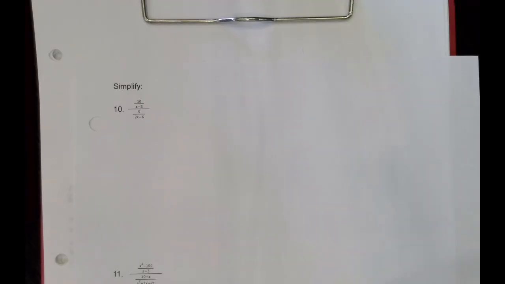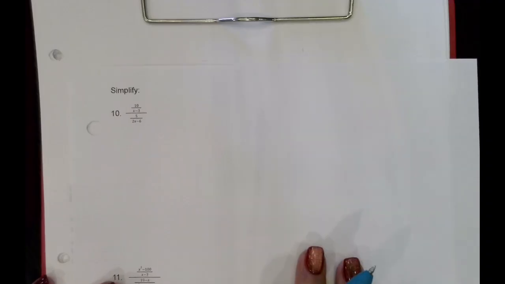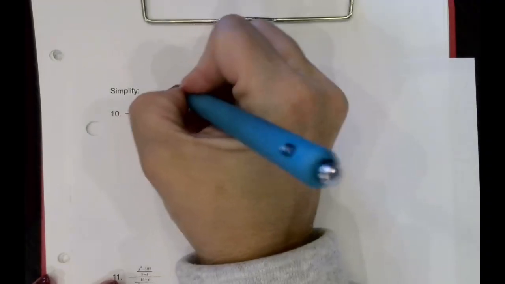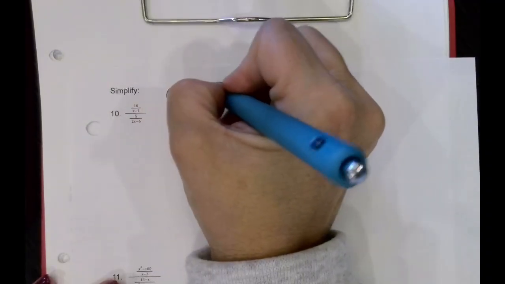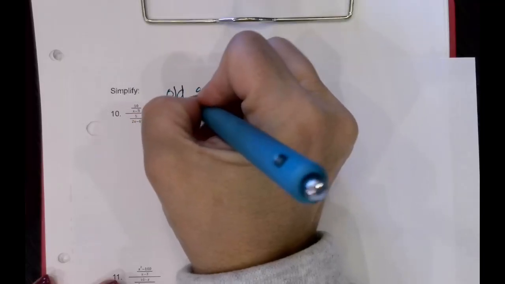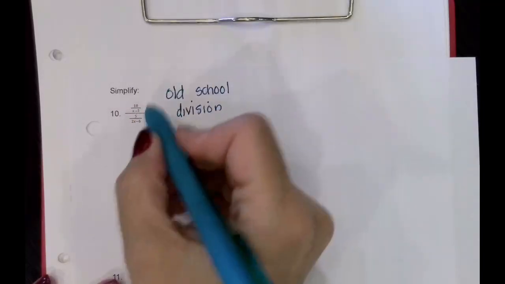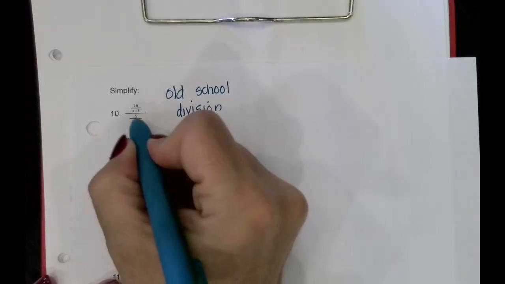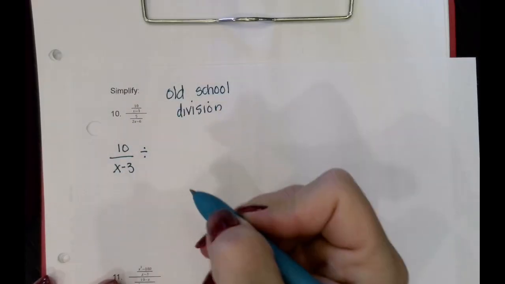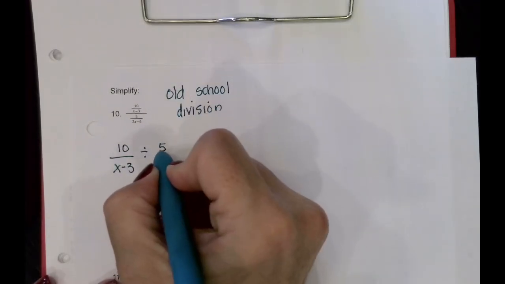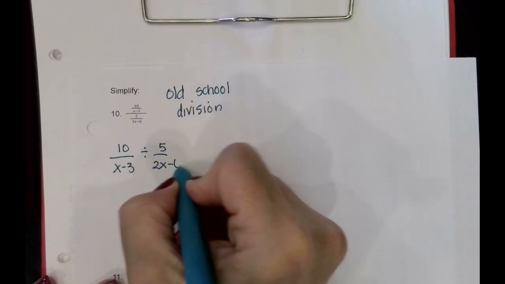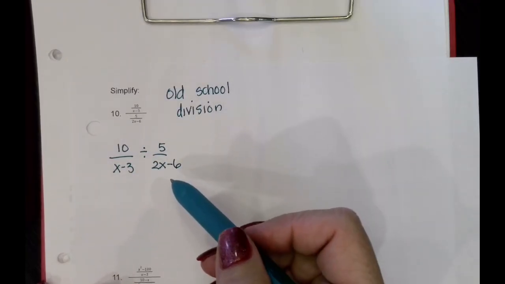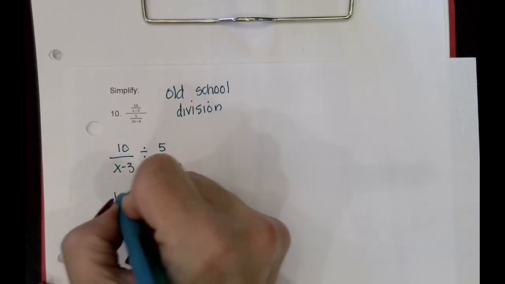So the first step on this is we're going to rewrite this as old school division. And here's what this means. I have 10 over x minus 3. This division line says it's going to be divided by 5 over 2x minus 6. Well, guess what, guys? This is what we just did. So now I'm going to keep, change, flip.